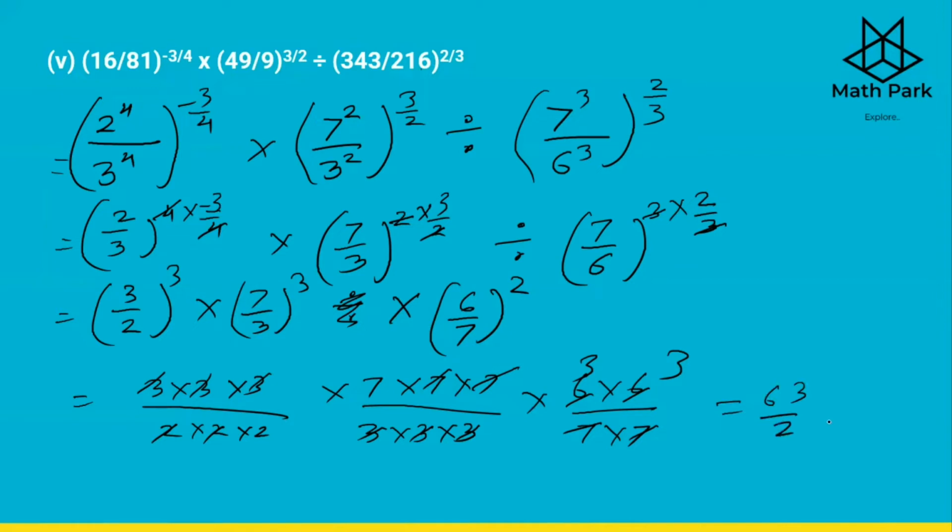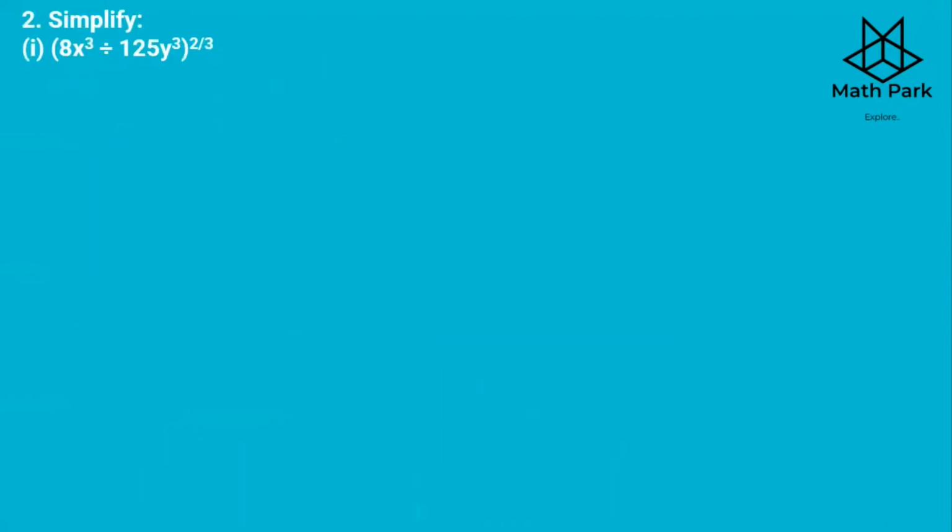63 upon 2 can be written in the form of a mixed fraction, or you can even write it in decimal. So half of 63 is 31.5. And this is the answer for question number 5. So we did question number 1; the 2 questions I haven't done, you need to do yourself. If you have a doubt, please ask me. We begin with question number 2.